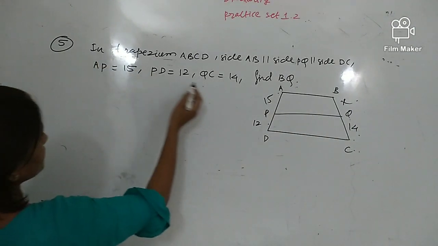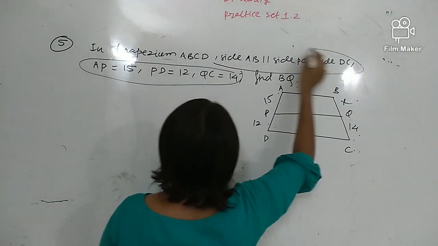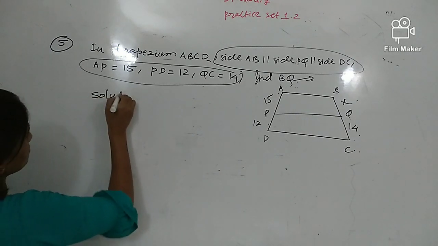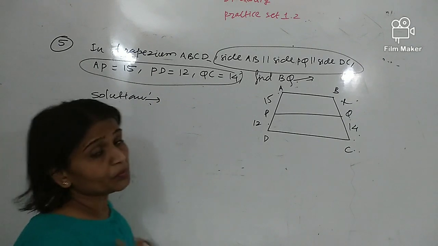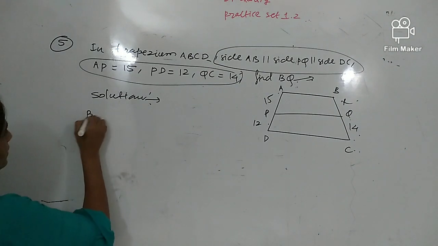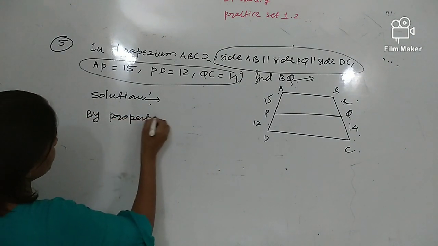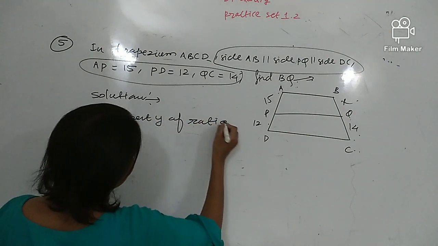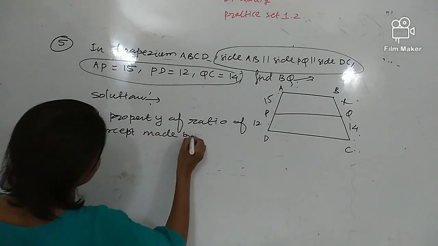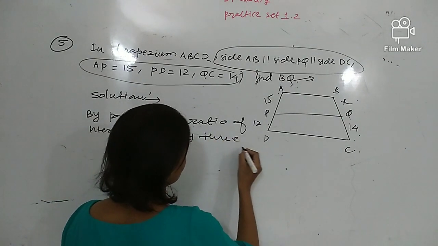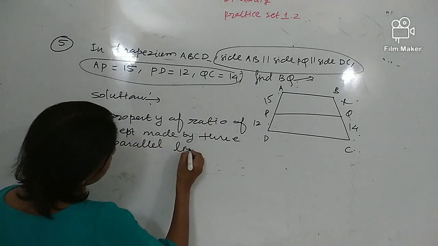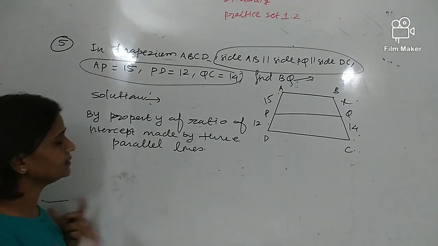So write this whole part in the given. This is all your given, and this is to find. So I am starting the solution here. To write the solution, I am using the property of three parallel lines. So first write the name of the property. By property of ratio of intercept made by three parallel lines. Okay, so this is the name of the property, and just apply this property.